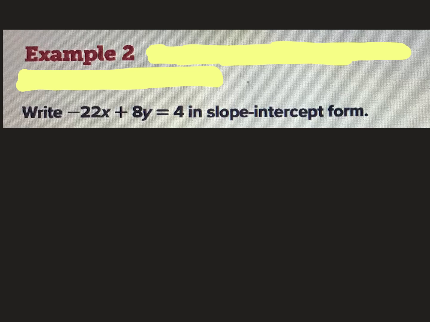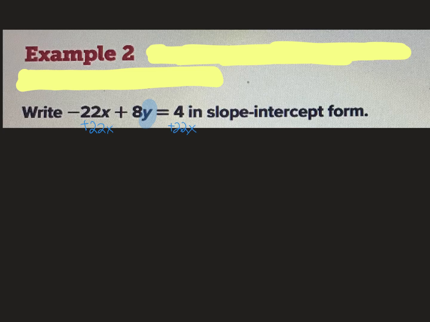So to write it in slope-intercept form, I need to get y alone. I need my y value to be alone. So how do I start to get my y value alone? I would add 22x to both sides.